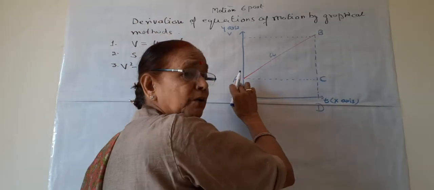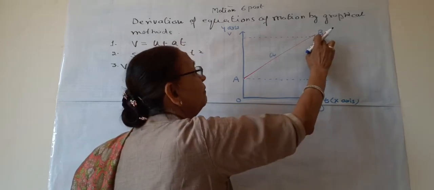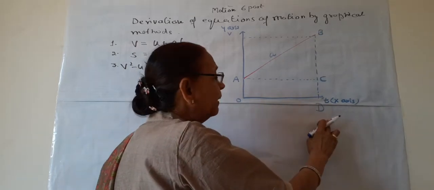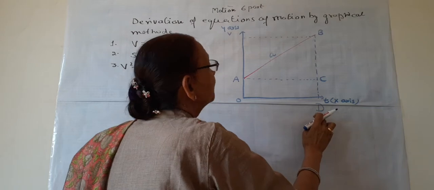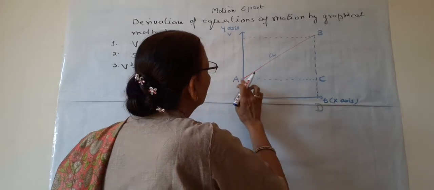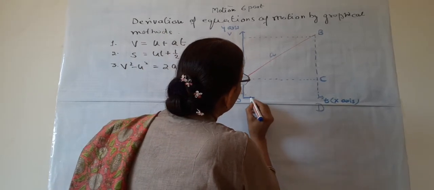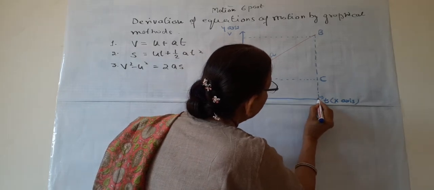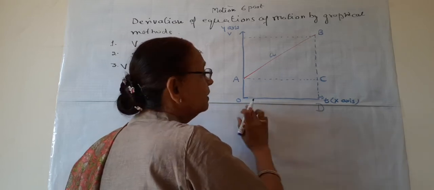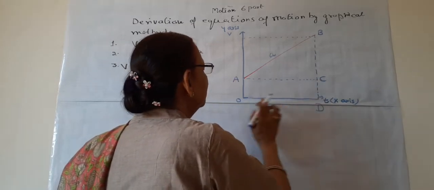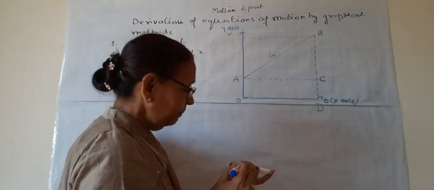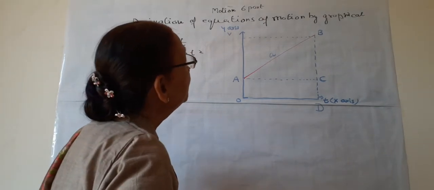The initial velocity is at point A, the final velocity is at point B. From B, a perpendicular is drawn which is BD, and from A, a line parallel to the x-axis is drawn like this. This AC is parallel to OD. This is the time axis, and this line AC is drawn parallel to OD. In this way, we made this velocity time graph.